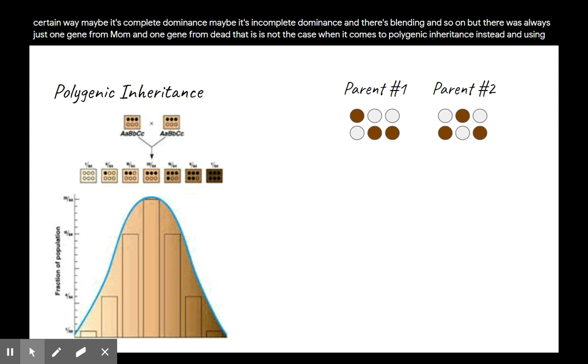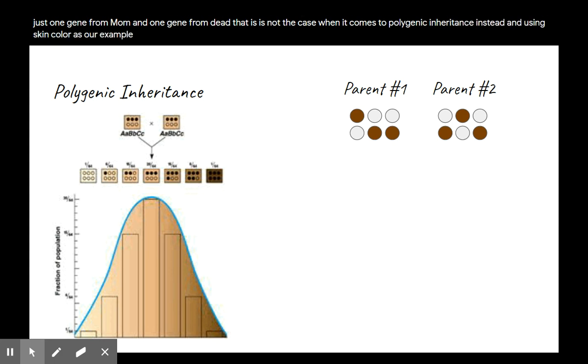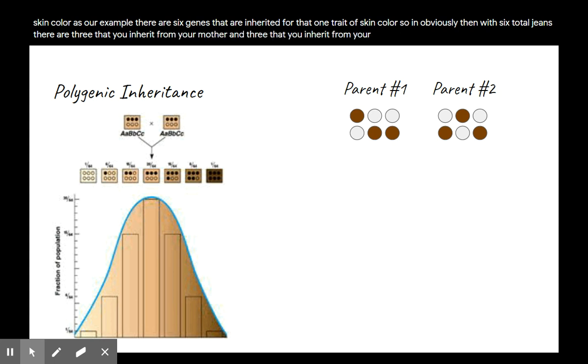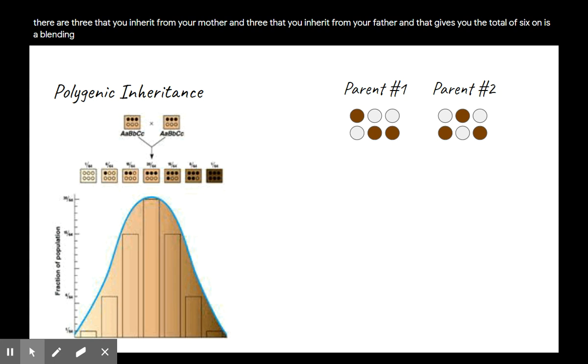Instead, and using skin color as our example, there are 6 genes that are inherited for that one trait of skin color. So obviously then, with 6 total genes, there are 3 that you inherit from your mother and 3 that you inherit from your father, and that gives you the total of 6. The result is a blending. And with blending, I hope what comes to mind is the idea of incomplete dominance, because these are, in addition to being polygenic, incomplete.